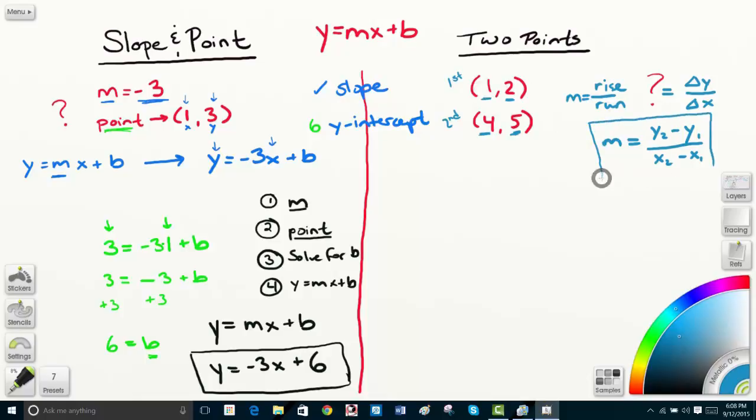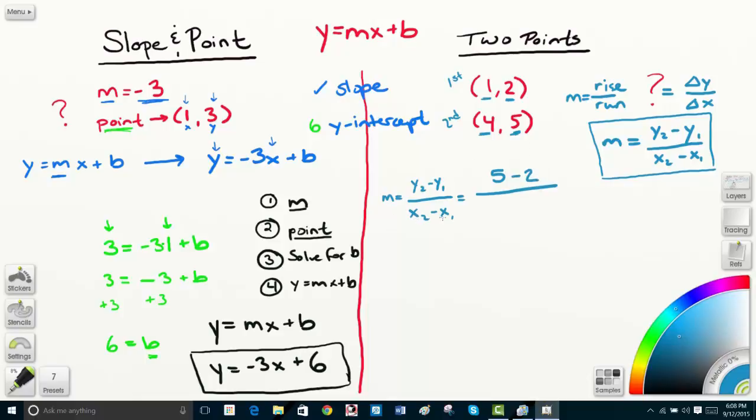So let's see if we can make that formula work for us. So we say slope equals the change in y, or y2 minus y1, over x2 minus x1. We said that our second point has a y value of 5. Our first point has a y value of 2, so we'll say 5 minus 2.